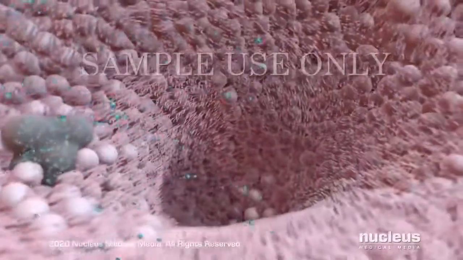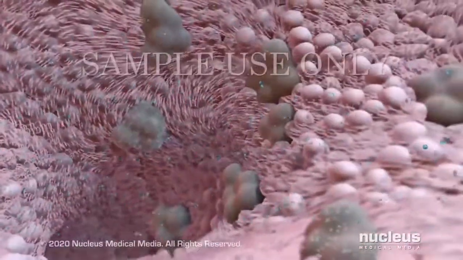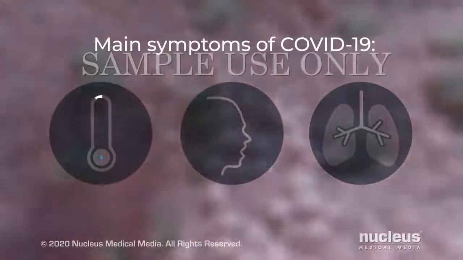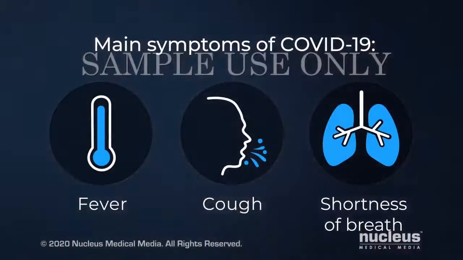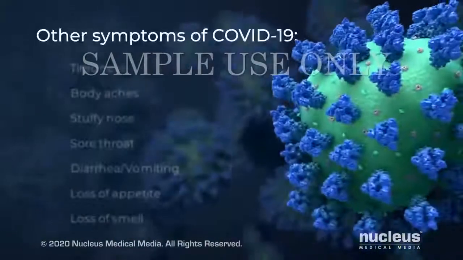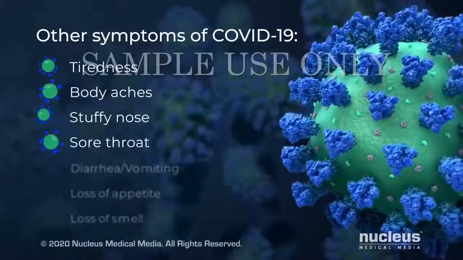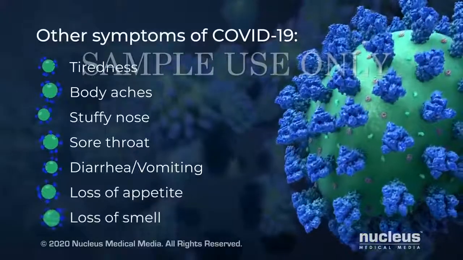People may be infected with COVID-19 for 2 to 14 days before symptoms appear. The three main symptoms of COVID-19 are a fever, cough, and shortness of breath. Other symptoms may include tiredness, body aches, stuffy nose, sore throat, diarrhea and vomiting, loss of appetite, and loss of smell.